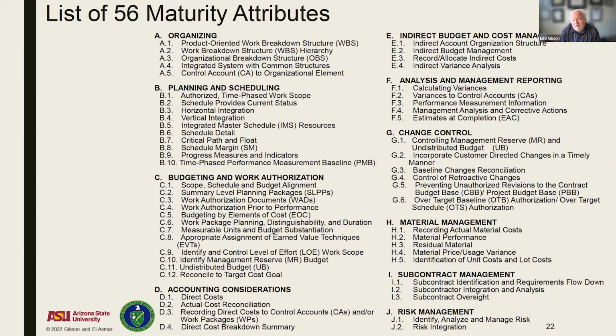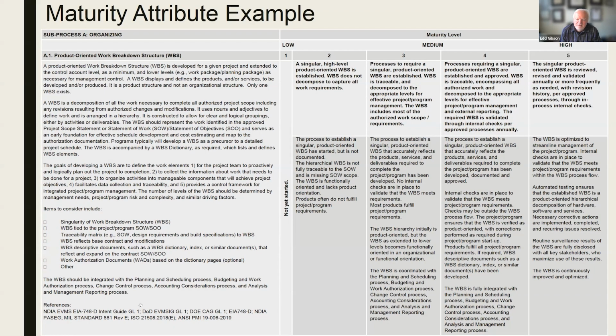And then the next slide will show you the 56 maturity attributes. If you looked at the tool and you looked at a lot of the terms that are on here, if you're very familiar with EVMS, you're very familiar with many of these. And so we put them together into these sub-processes such as organizing, planning and scheduling, material management, risk management. And you can see that we range anywhere from 2 to 12 attributes per sub-process. Next slide, please.